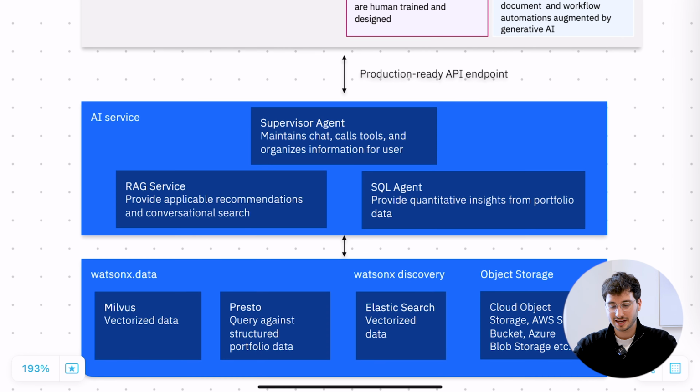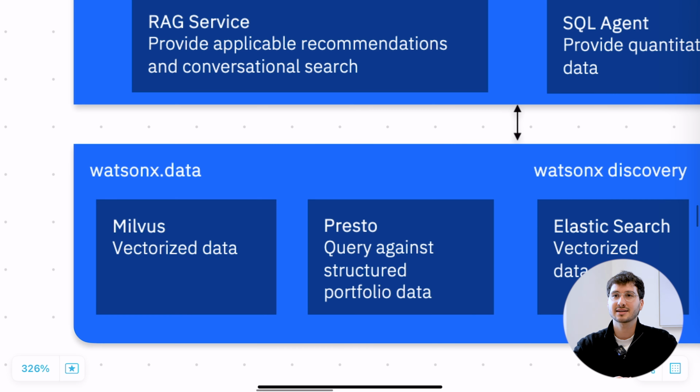I spent some time talking about qualitative insights and quantitative insights. Now I'm going to talk about where that's housed and how we're able to process the data so we have it in an end output in a chatbot. In the data layer, we have watsonx data, where we have vectorized data leveraged in Milvus. This Milvus data bucket and store has text data converted to vectorized formats that then can be used in a RAG pattern. For the structured and actual quantitative data, we have a Presto database leveraged. This is so that we're able to query against structured portfolio data.